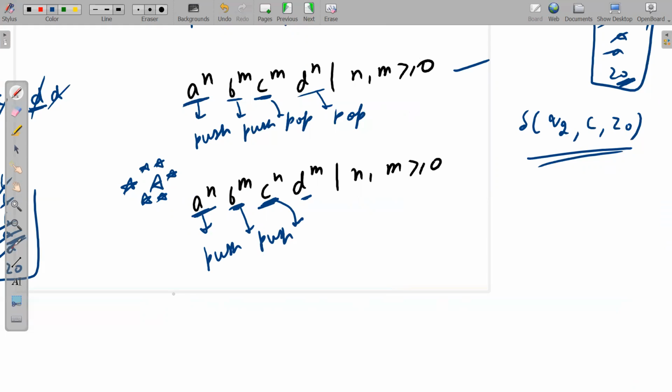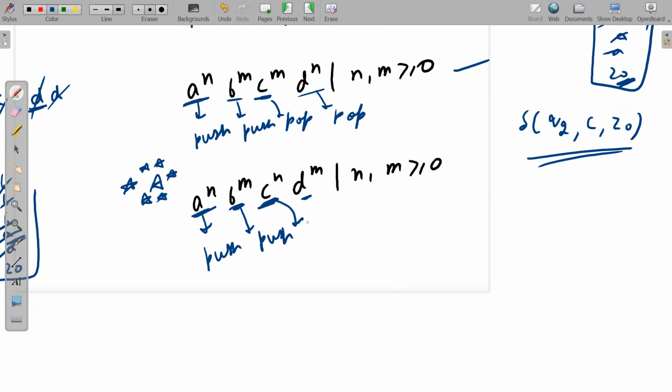Now you cannot read A from the stack. Whenever C comes, you have to cut down A's because A and C should be equal, but you have no access to A. You can read only B from the stack because B's are on the top. A's are not on the top, B's are on the top. I think you are able to imagine it. If not, no problem.